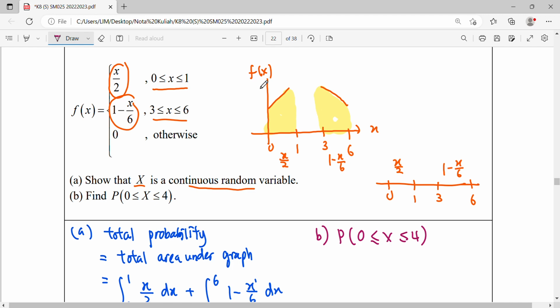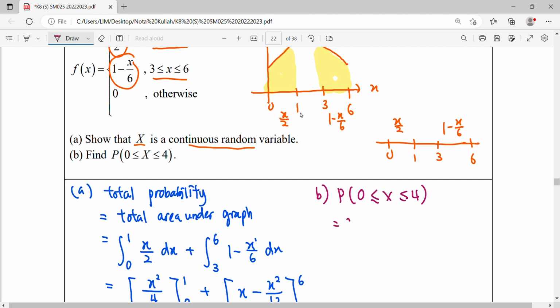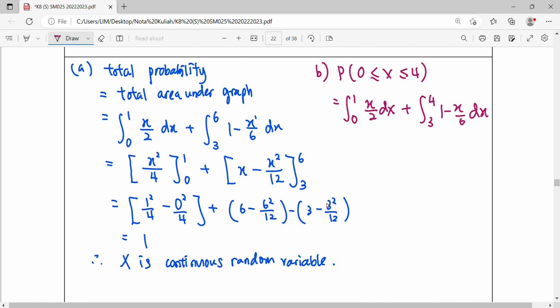So our area is located at, start from 0 up to 1 for x over 2 plus, because you want 0 means 0 here, 0 until 4. So 0 until 1, 0 until 1, then 3 until 4 only. To find the probability means to find its area. Then the way of calculate is integration. So again, we perform our integration. Power plus 1 over new power.